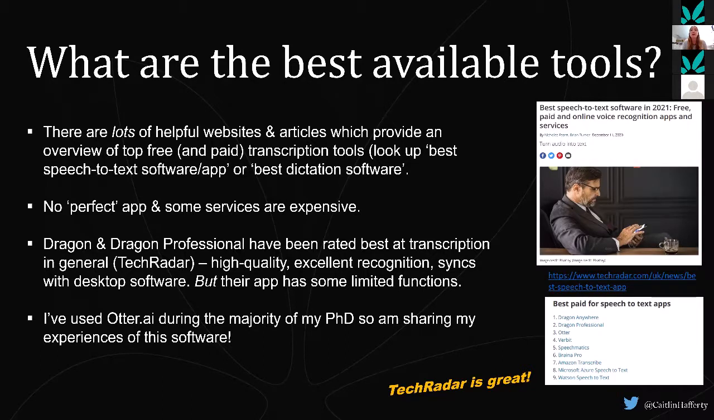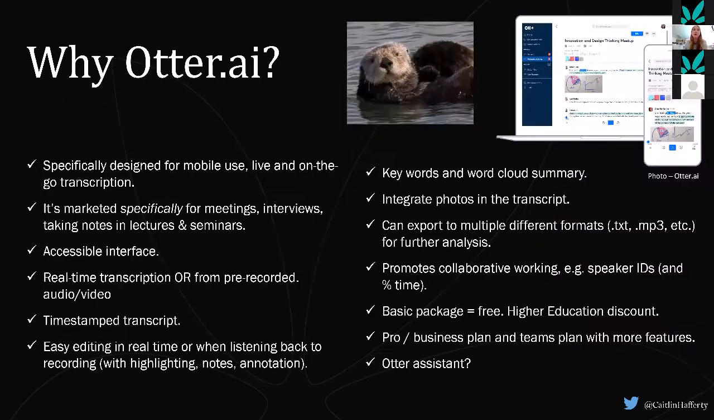A lot of the time in Tech Radar, for example, Dragon and Dragon Professional are rated right at the top: very high quality, really excellent voice recognition, syncs very well with the software on your desktop. But there are some limited functions with their app. And I chose to use Otter AI just because I find the interface very accessible. You can use it on your mobile phone, and I really like how mobile it is. I am sharing my experiences using Otter AI as an example because I've chosen to pay. I think I pay $4.99 a month with their higher education discount, and that's just a few pounds. I've decided to use that throughout my PhD, so I'm using it as an example.